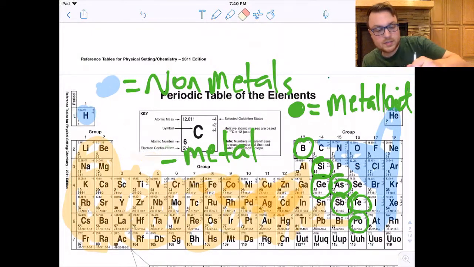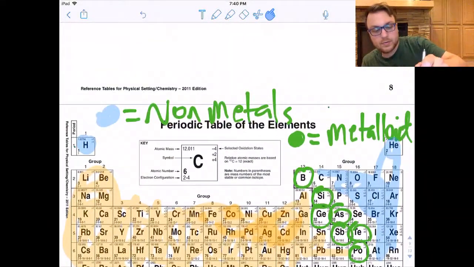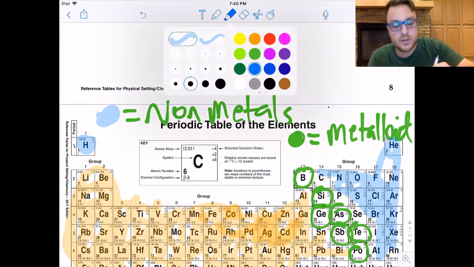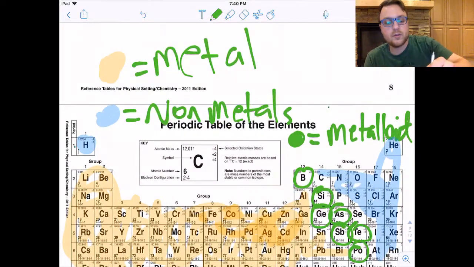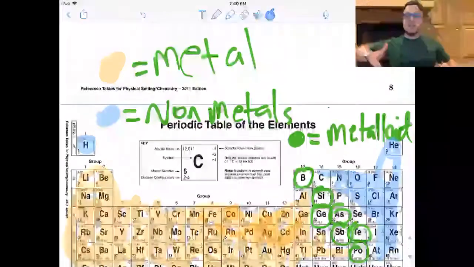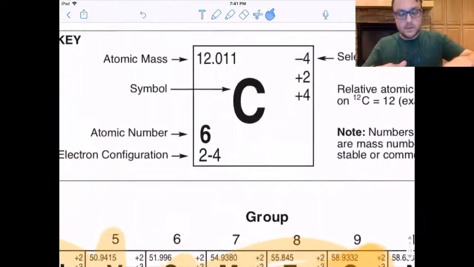I'm going to erase this part right here. Maybe I'll just move it up. So the orange, we said, is your metal. So let's look at the key. The key is unbelievably helpful.